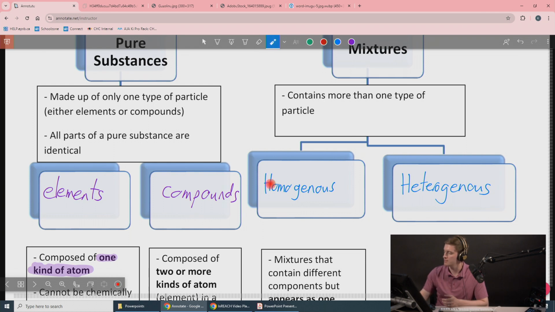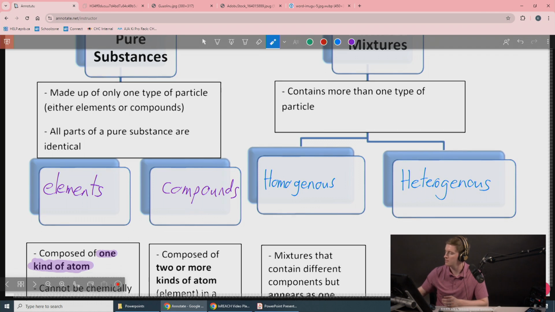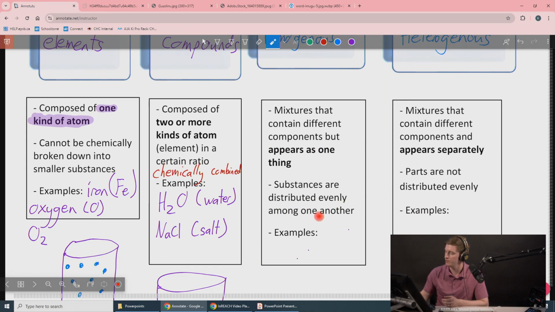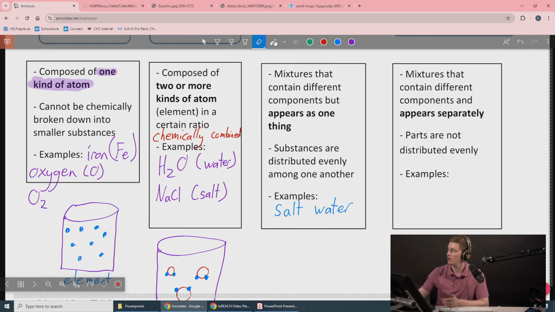Homo, this prefix means the same, so everything in here is going to look like one thing. Hetero means other or different. Mixtures that contain different components but appear as one thing. These substances are distributed evenly among one another. An example of a homogeneous mixture would be salt water. If you're looking at a glass, or honestly tap water also counts. Tap water is not pure water. You've got salts dissolved in there. You've got calcium and other things dissolved in the water, but it all looks like one thing. Everything inside that looks like one thing.